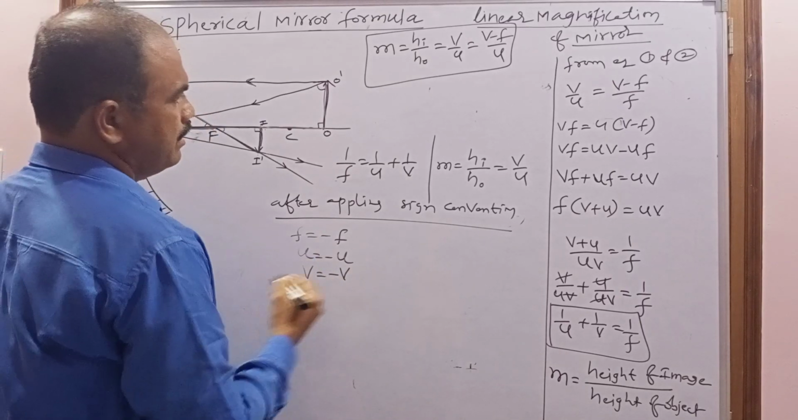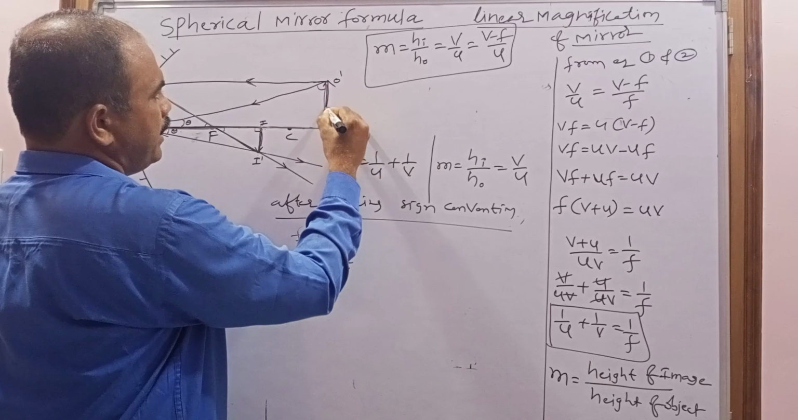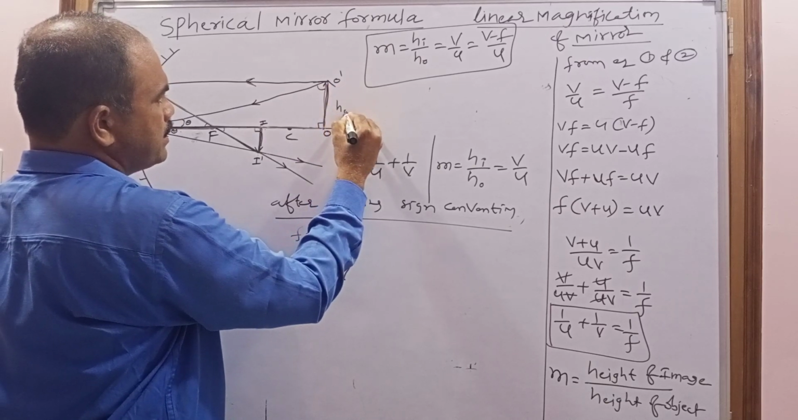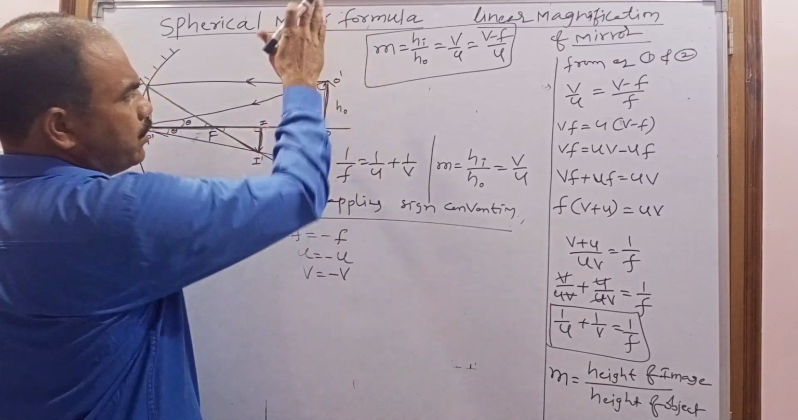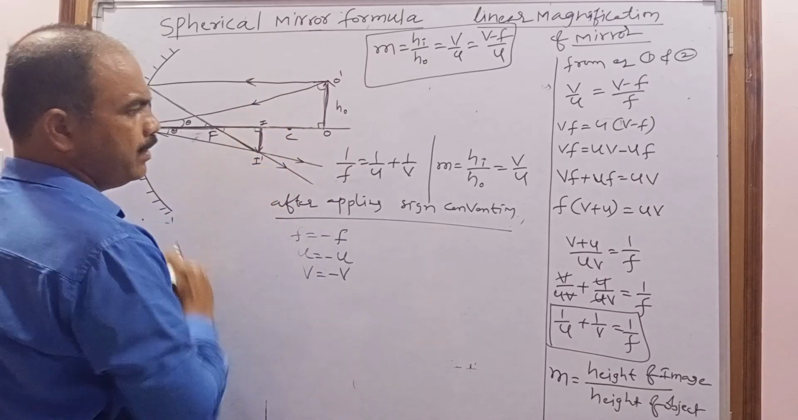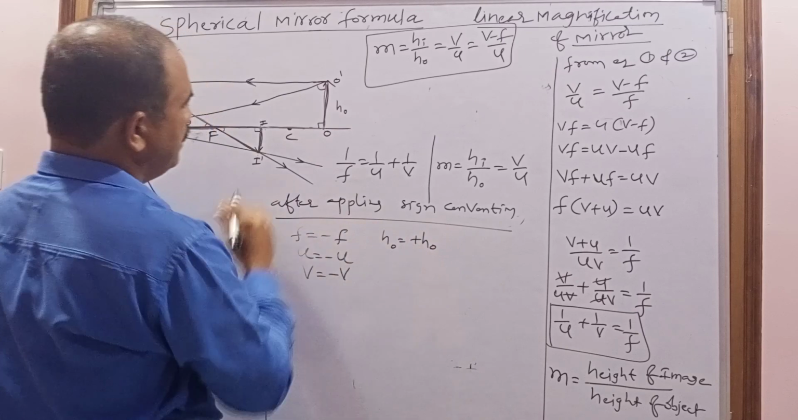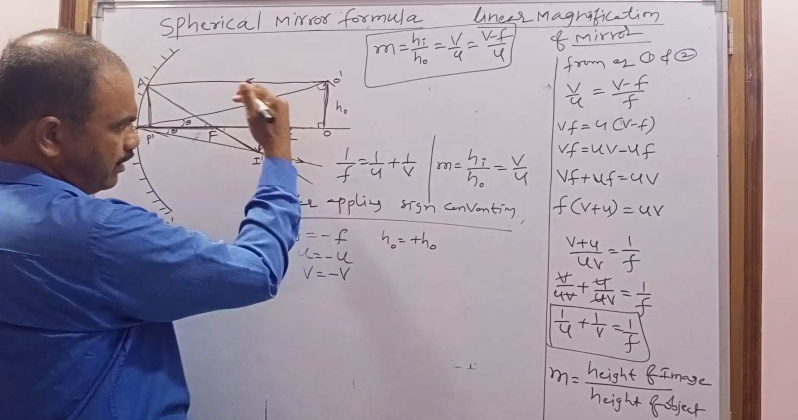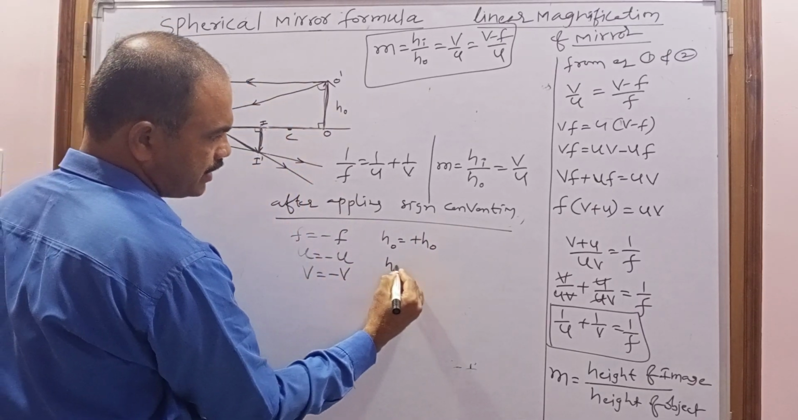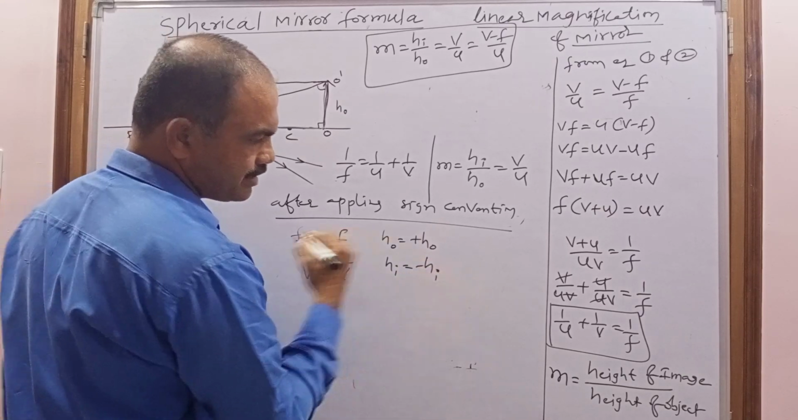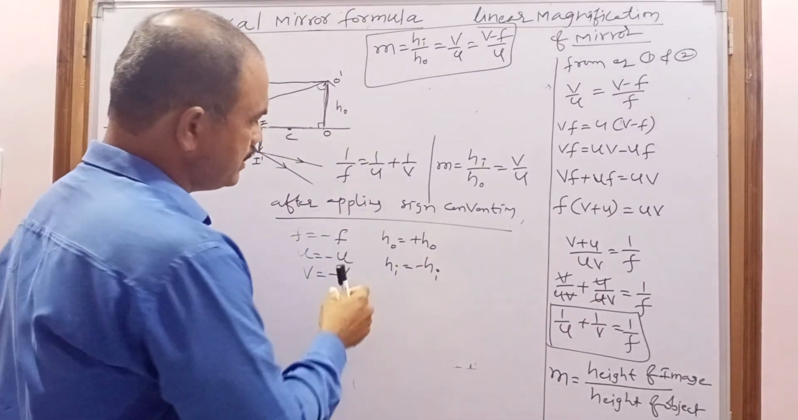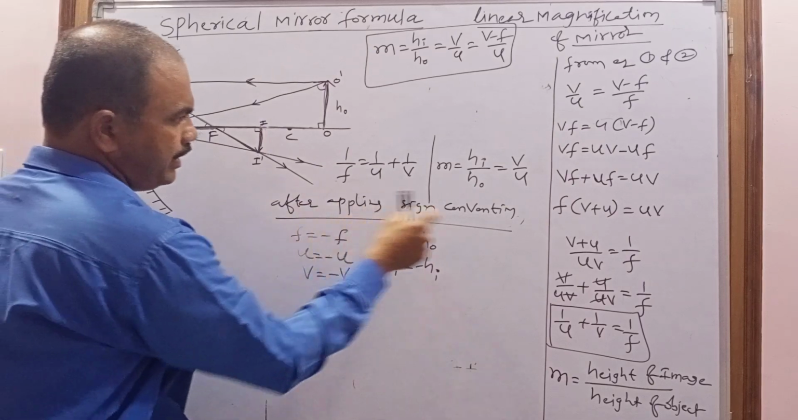And next one, come to the height of the object. Consider this is h naught. The height of the object is above the principal axis. The height of the image will be below the principal axis. So that's why h naught equals plus h naught, and this is the image height. It will be below the principal axis. That's why hi is equal to minus hi. So these are the values after applying the sign convention.